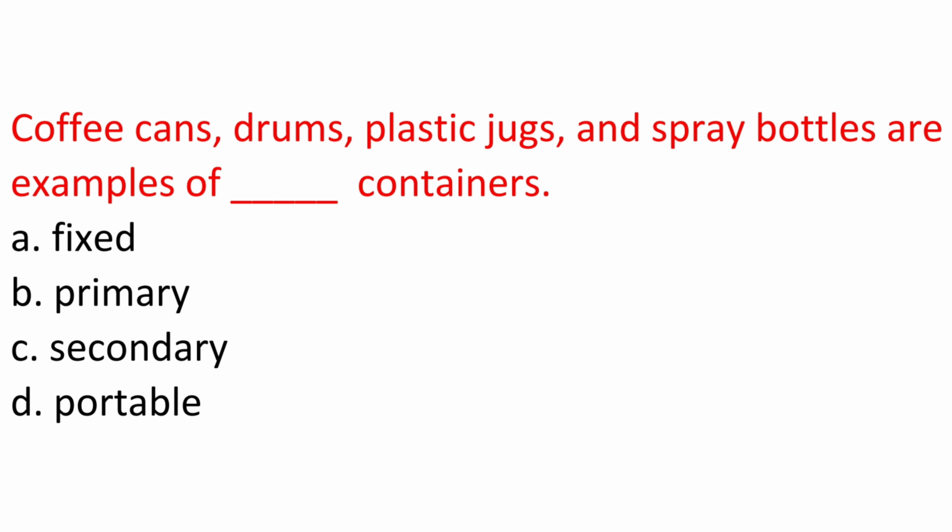Question: coffee cans, drums, plastic jugs, and spray bottles are examples of containers. A. Fixed. B. Primary. C. Secondary. D. Portable.